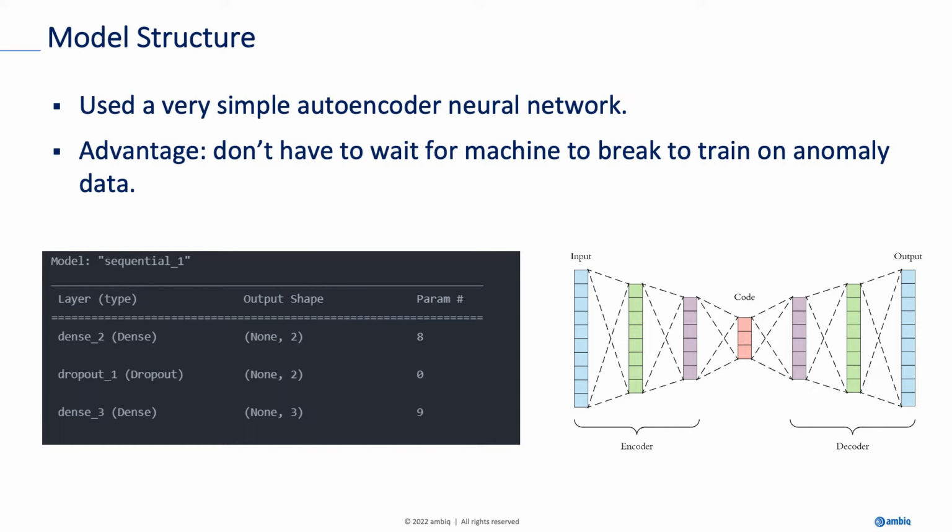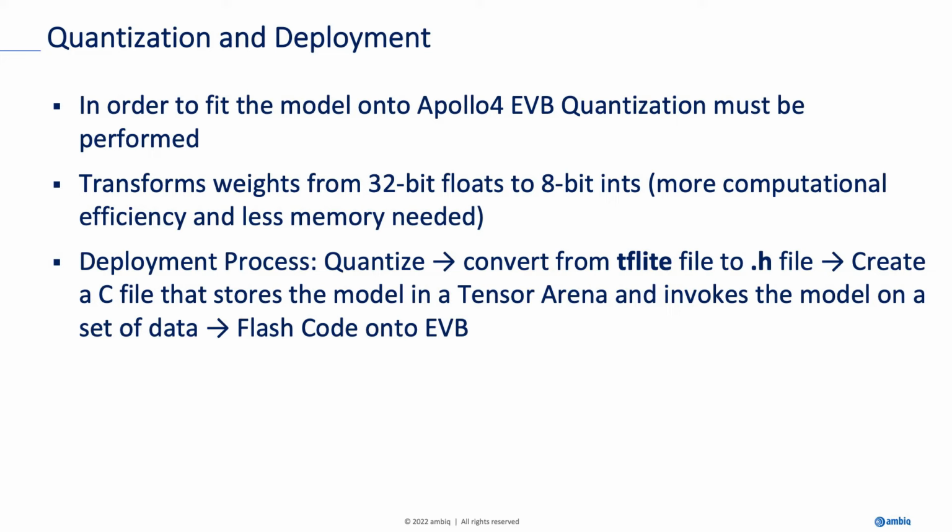After training my model, I had to deploy it onto the Apollo 4 EVB. In order to do that, I had to quantize my model first. Quantization refers to the process of transforming weights from 32-bit floats to 8-bit ints, which allows for more computational efficiency and less memory needed. After quantizing my model, I converted the TF-lite file to a .h file with some Python code, and then I created a C file that stores the model in a tensor arena and invokes the model on a set of data.